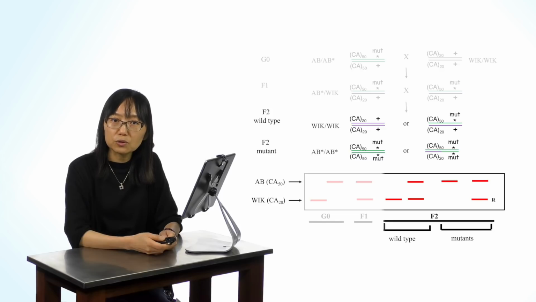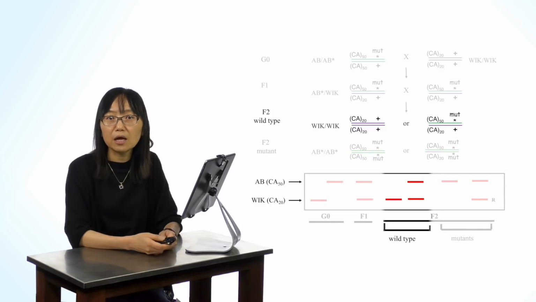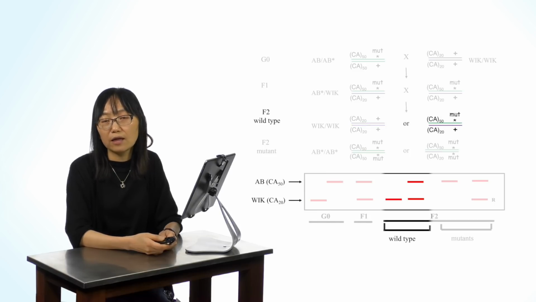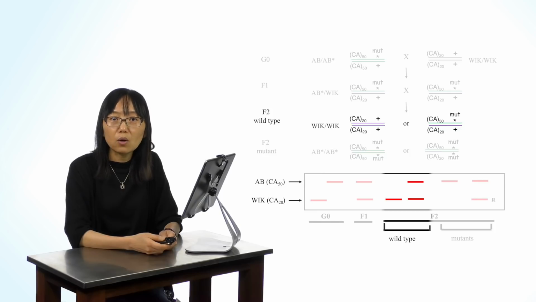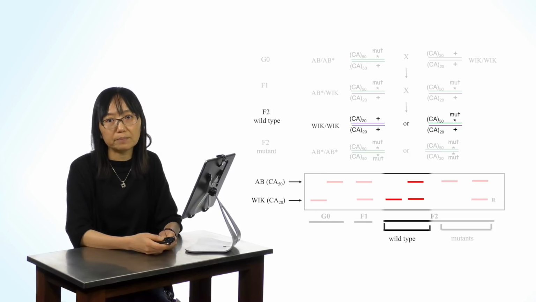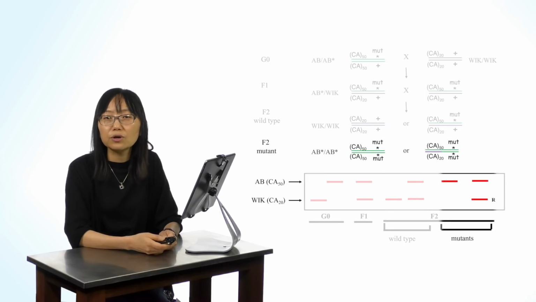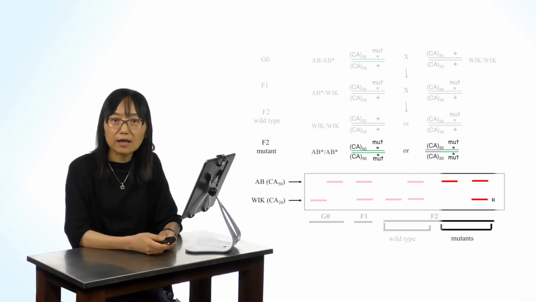Those F2 individuals with wild-type phenotype could be genotypically wild-type, which means homozygous for the wik allele, or heterozygous, which means carrying one AB allele and one wik allele. Their PCR results will be either showing only the wik band or showing both AB and wik bands. Those embryos with two beating hearts must be homozygous for the mutation because this is a recessive trait.